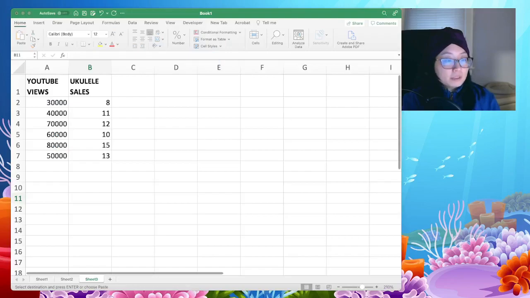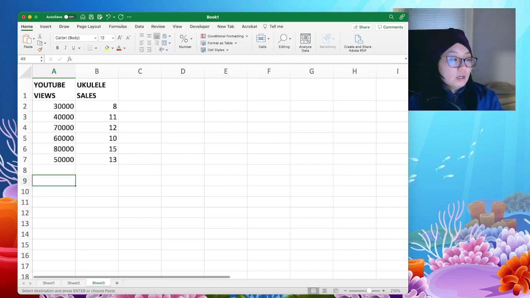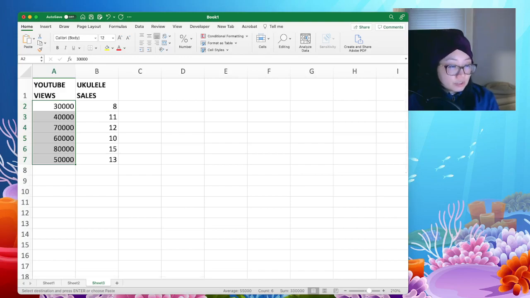All right, so I've put the columns X and Y down, and what we want to calculate first is the average for x and the average for y. So we have x, which is the YouTube views, and then we have y, which is the ukulele sales. So this right now that I've highlighted is the x, and the sum is 330,000. And we've got a count of 6. So the average is going to be 55,000, and let's actually write that down here.